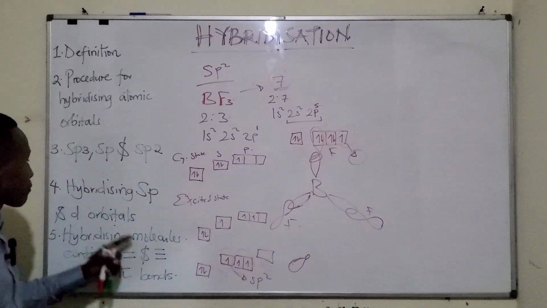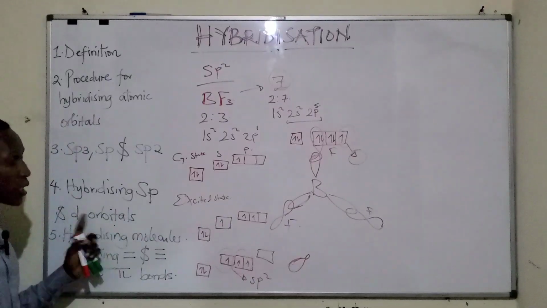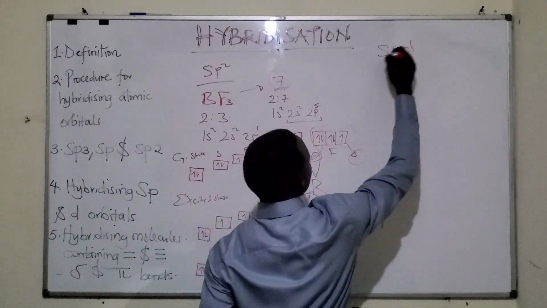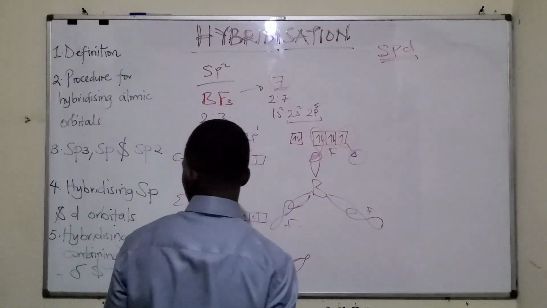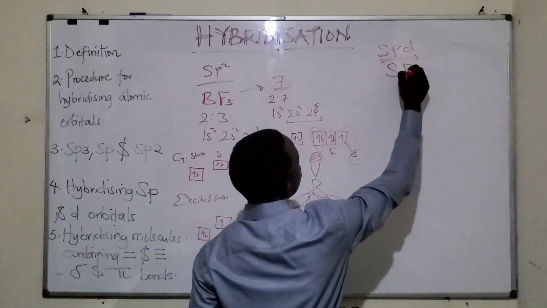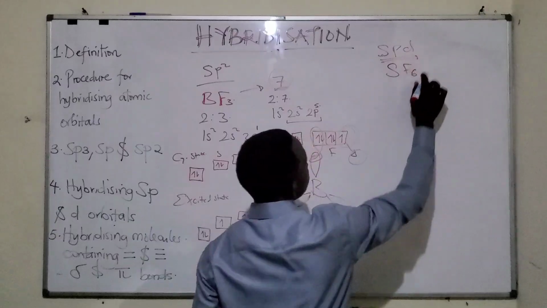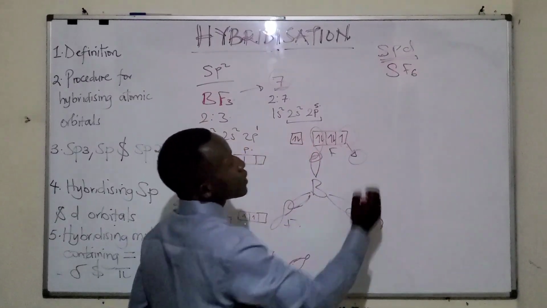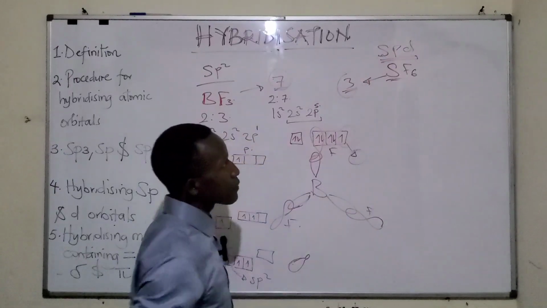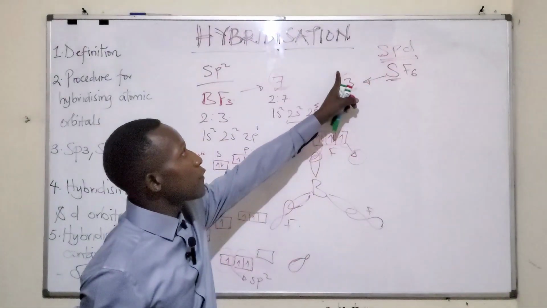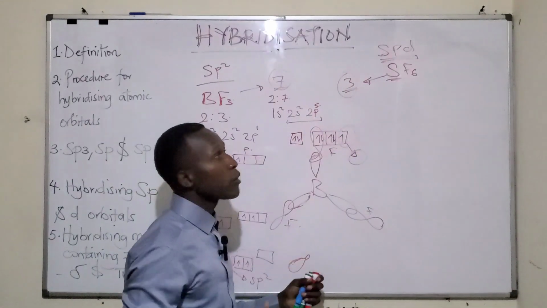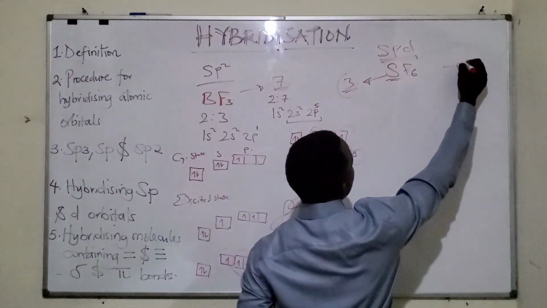Let's go to hybridizing s, p and d orbitals. We have s, p, and d orbitals. This one, we shall have an example of sulfur hexafluoride. Sulfur hexafluoride, this sulfur is in period 3. It is a period 3 element. And these period 3 elements, they have a tendency to expand their orbitals. Beyond period 3, they can expand their orbitals to d orbitals.